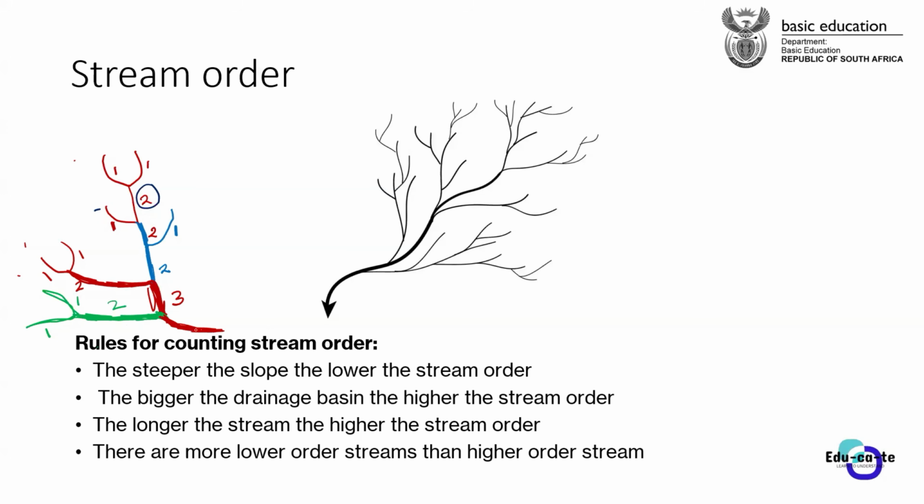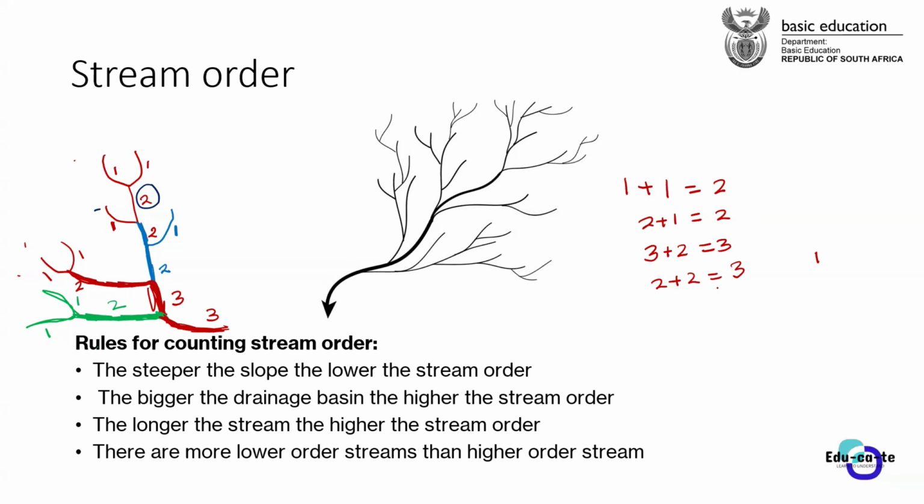It's still going to be 3, sir. Yeah, it's still going to be 3. We're just going to take the stream of the higher order and continue with it. So that's just the math here. When you are combining 1 and 1, we get 2. When you are combining 2 and 1, we get 2 as well. When you are combining 3 and 2, we get 3. When you are combining a 2 and 2, you get 3.